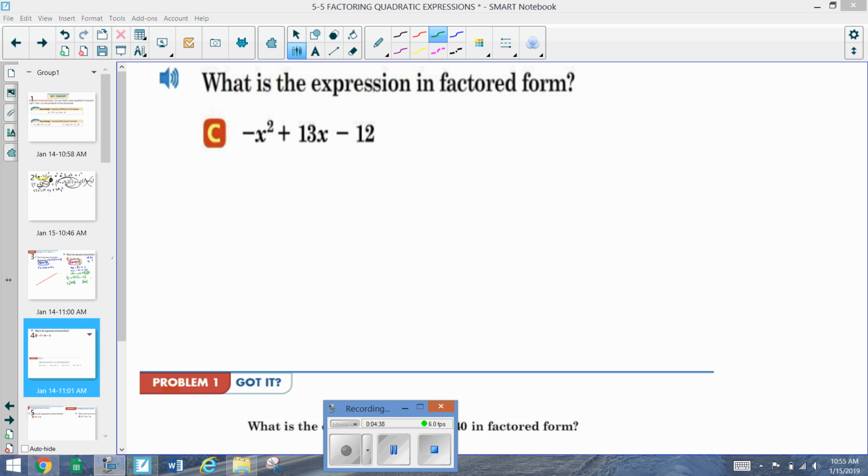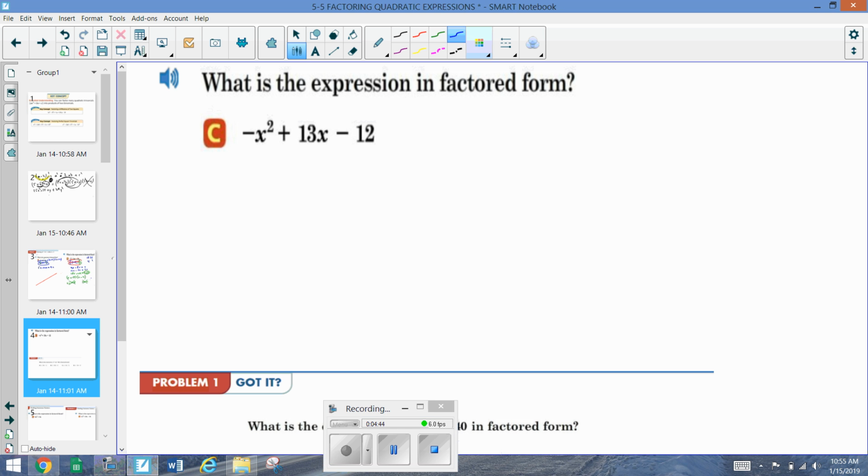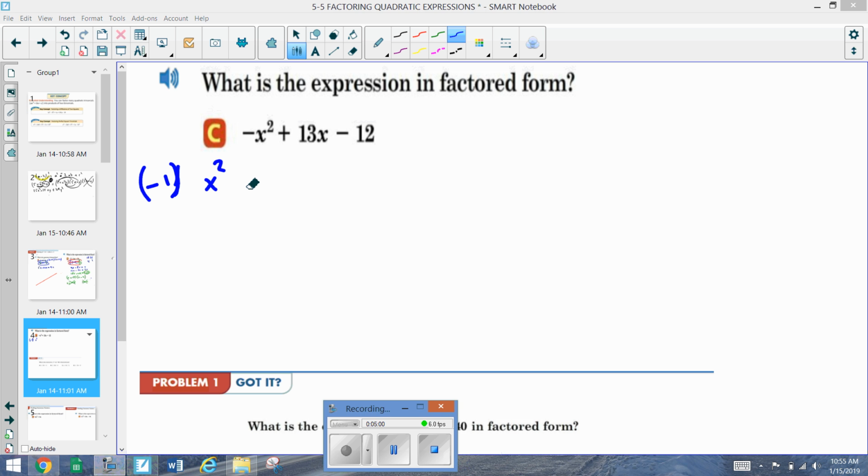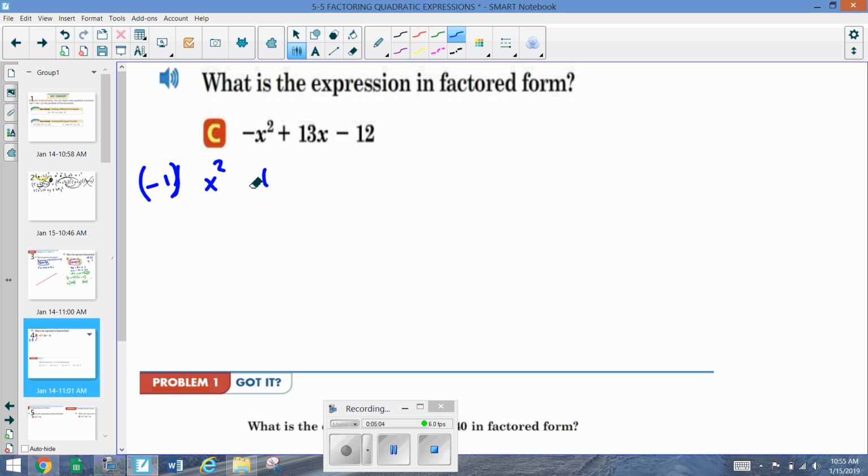All right. There are 2 ways to solve it because the coefficient is negative. My suggestion is to get rid of that negative by multiplying by negative 1. When I multiply this by negative 1, you change every single sign. It's going to be positive, negative 13x, and plus 12. Then we'll do the same thing.